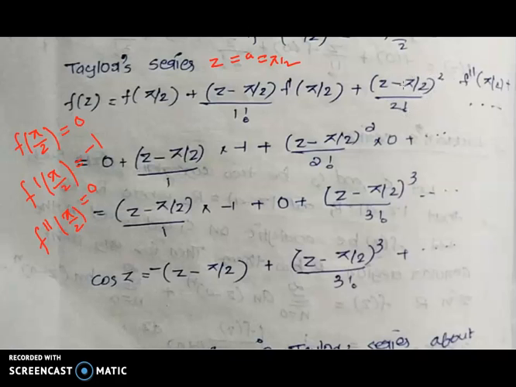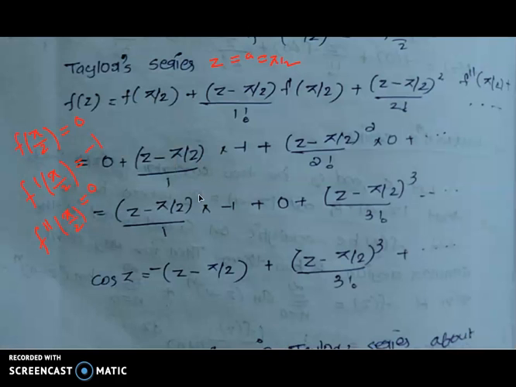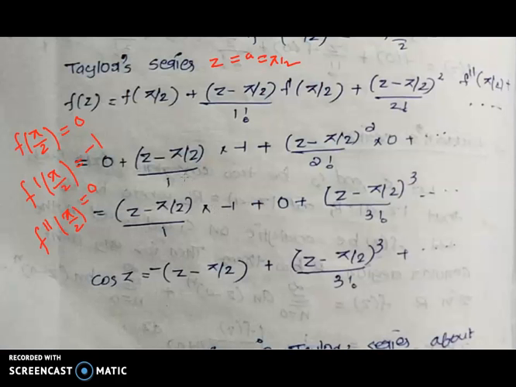Plus z minus pi by 2 the whole square by 2 factorial into f double dash of pi by 2. So we substitute this in the Taylor series formula. What is f double dash of pi by 2? We have derived it as 0. So the square term is 0, and we have only the second term here. You may get the third term also if you substitute.